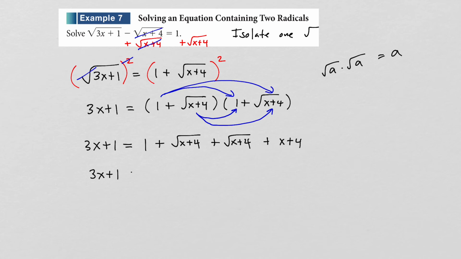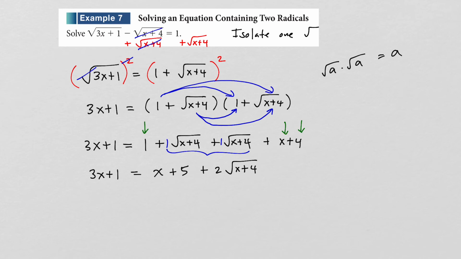Now if we simplify on the right-hand side, we have a 1 here, plus 4 there, so that equals 5. We also have an x here, so I'm going to write that as x plus 5 plus... And then notice that here you have 1 radical plus 1 radical. That's going to be 2 radical x plus 4.